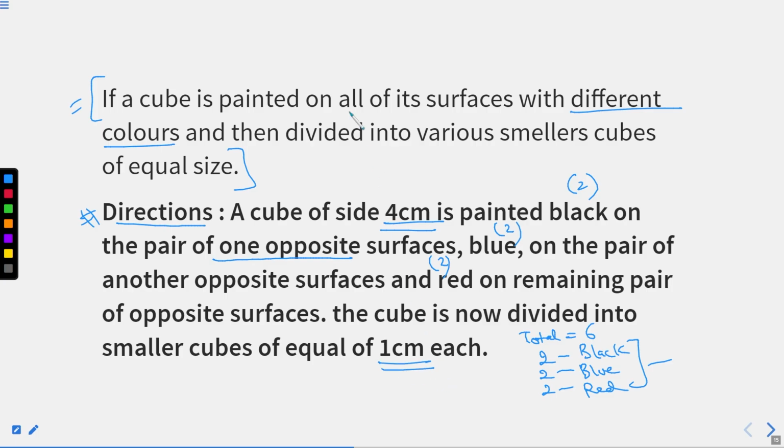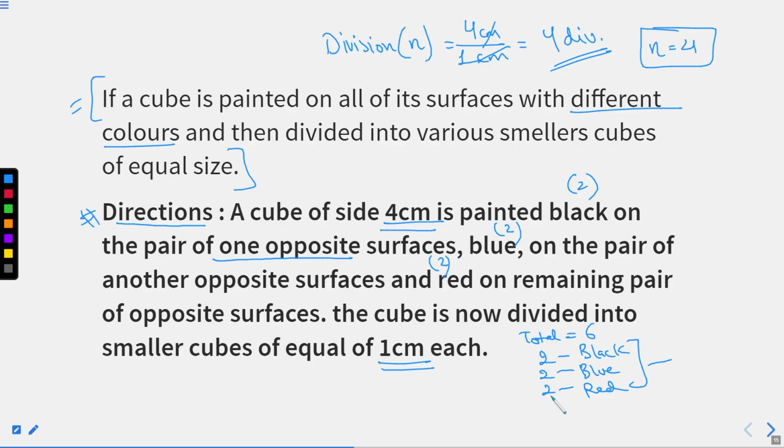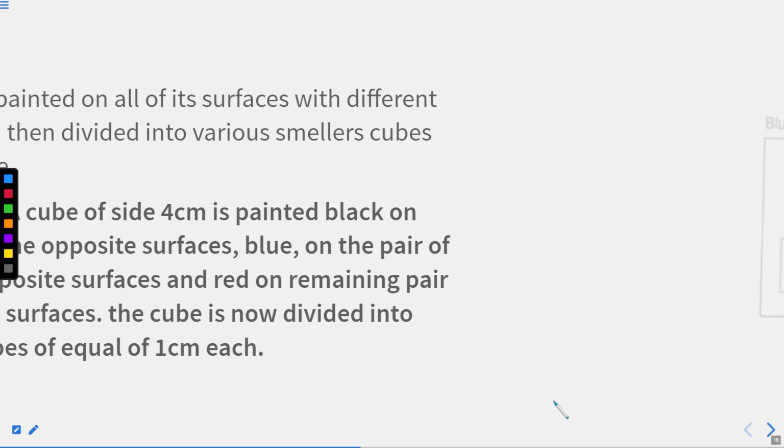So students, first we will do what? Division. What is the division? Represented by n, it comes out to be 4 centimeters divided by 1 centimeter. What will we get? 4 divisions, right? It means n is equal to 4. I hope you are clear till here, and with the statement as well as the diagram. Now start finding the answers.